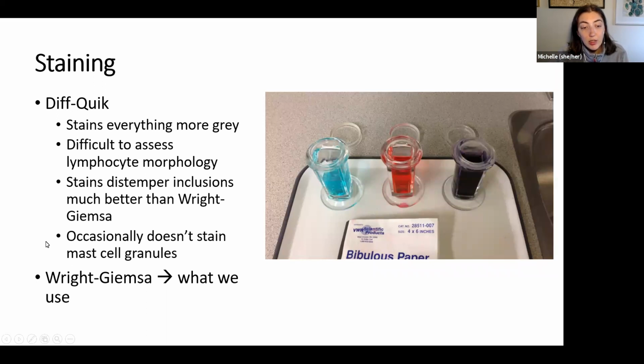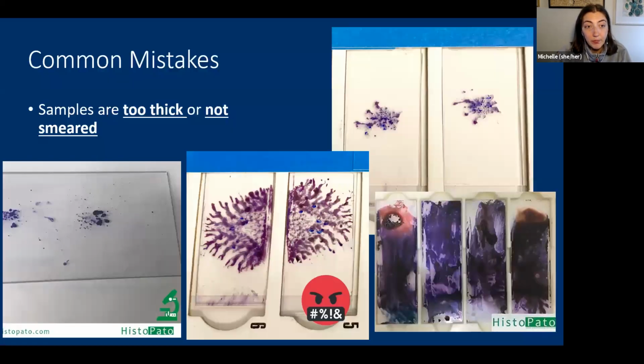Occasionally DiffQuick doesn't stain mast cell granules super well, but it does stain distemper inclusions usually a little better than Wright-Giemsa. They stand out more. I have a difficult time personally assessing lymphocyte morphology, and I think all the pathologists struggle with assessing lymphocyte morphology on DiffQuick. So especially if it's a lymph node, we're going to want a Wright-Giemsa slide if you're thinking lymphoma.